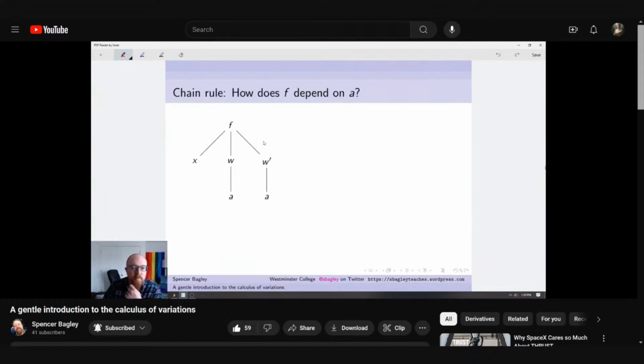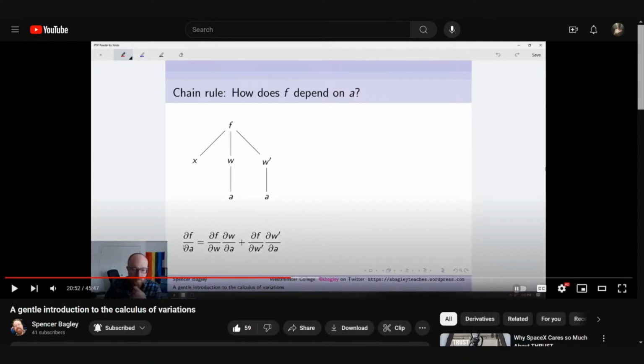So f really depends on x, and it depends on w, and it depends on w prime. And x doesn't depend on a, but both w and w prime depend on a. And so then if we use the chain rule, we can write down an expression for partial f partial a.